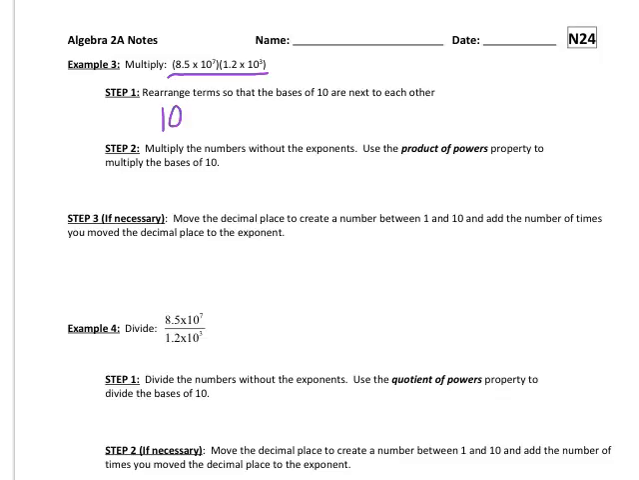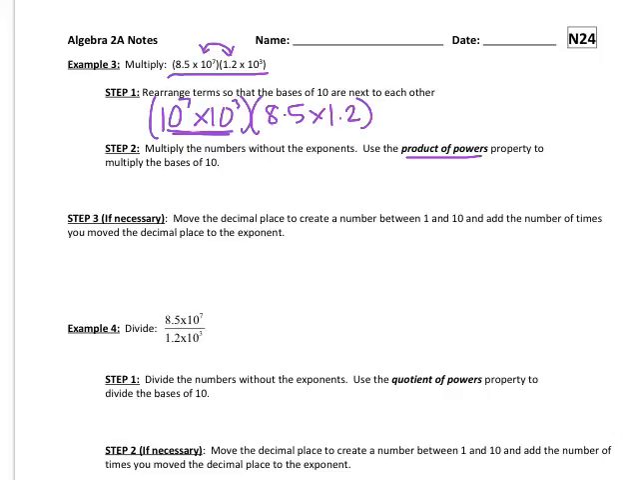So it's going to be 10 to the 7th times 10 to the 3rd. Then we're going to put that next to each other, and then we're going to have 8.5 times 1.2. So all I did is rearrange. I put the 10 to the 7th with the 10 to the 3rd. Now what can we do with this? Well, because the base is the same, we can use our product of powers property.